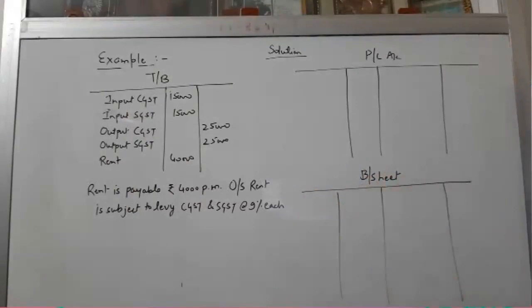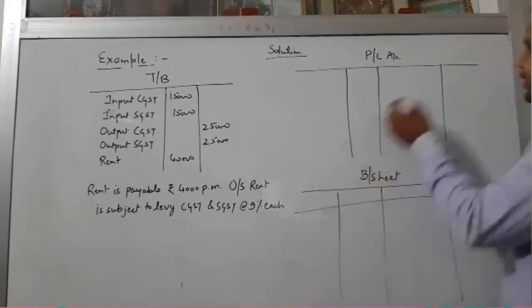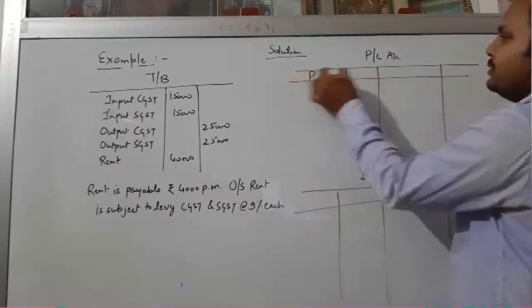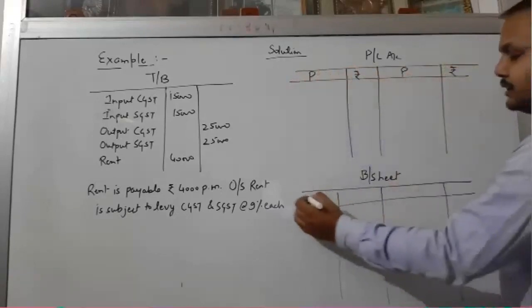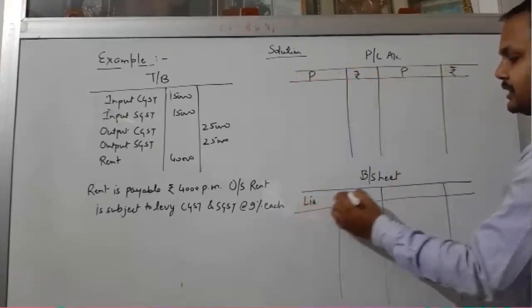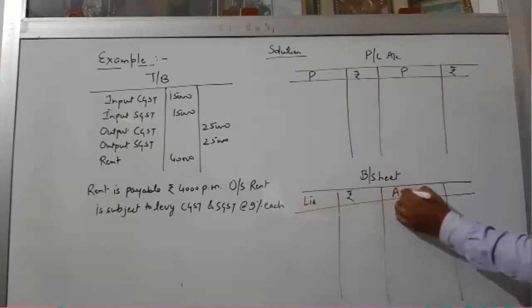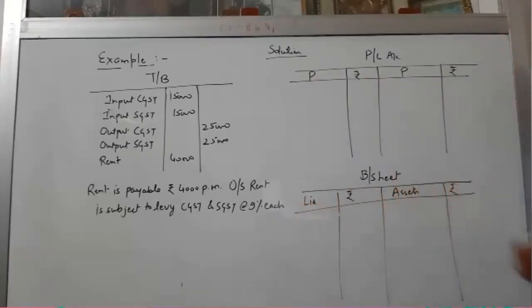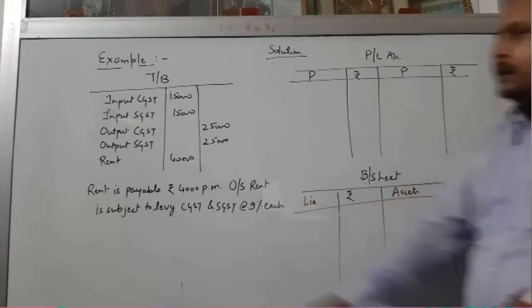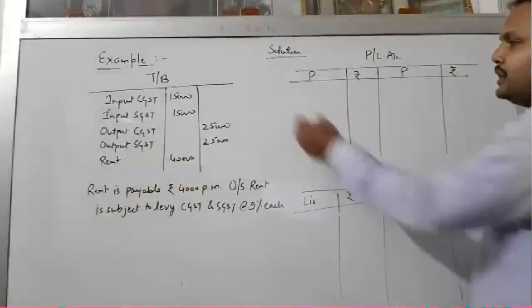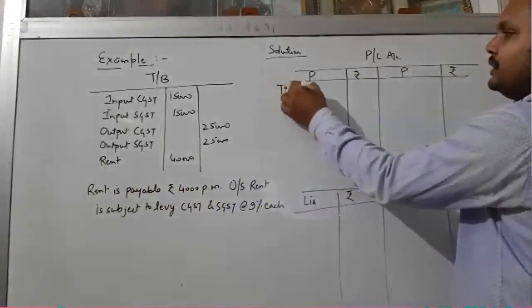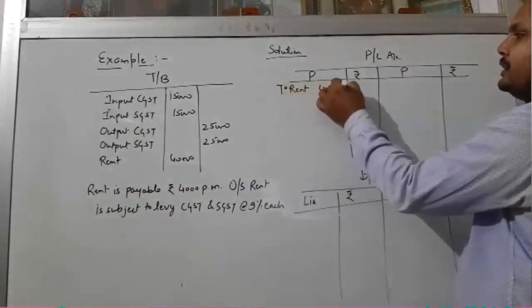तो मैंने दोनों का फॉर्मेट आपके सामने प्रेजेंट कर दिया. You know very well what is the format of the P&L account? That is particulars and amount, and the format of the balance sheet is liabilities and amount, assets and amount. Okay, so you can see that rent is 40,000. Rent अभी तक फर्म ने कितना पे किया है? That is 40,000. So firstly we write down the rent 40,000.